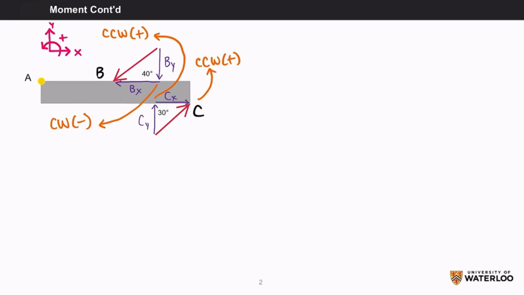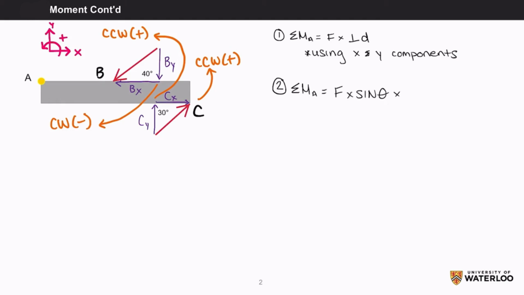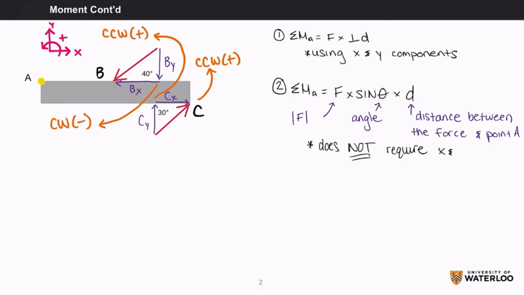In order to calculate the total moment about point A, you can solve it two different ways. The first way is using the moment equation, which is equal to the force times the perpendicular distance. This means that you would be using the x and y components. The second way is to use this equation: moment is equal to the force times sine theta times d. F is the magnitude of the force, theta is the angle between the force and the beam, and d is the distance between the force and point A. The second equation does not require the x and y components of each force.